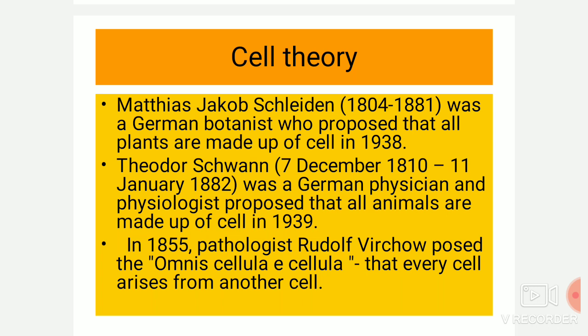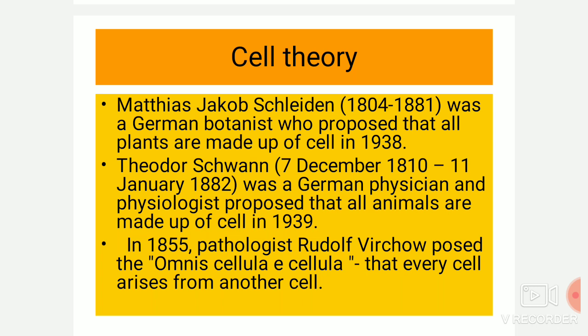So whatever plants there are in the world, they are made up of cells, and this was given in 1838. Another person was Theodor Schwann. He was a German physician and physiologist who proposed that all animals are made up of cells.